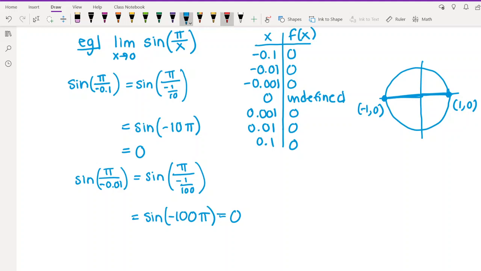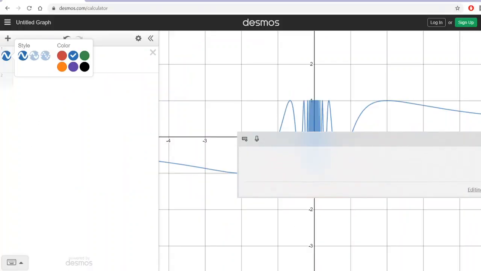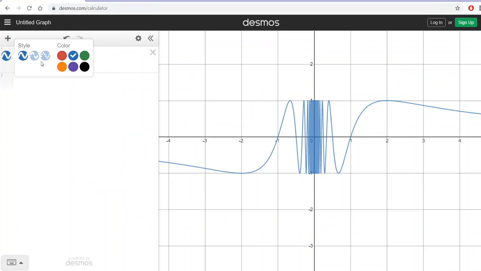So from this, you would probably conclude, okay, that means that the limit as x approaches 0 of sine of pi over x equals 0, right? Looks like it based on our table, because everything else is pointing towards 0. However, that's actually not correct, and I want to show you the graph so that you can really see that it is not correct. So this is the graph of sine of pi over x.